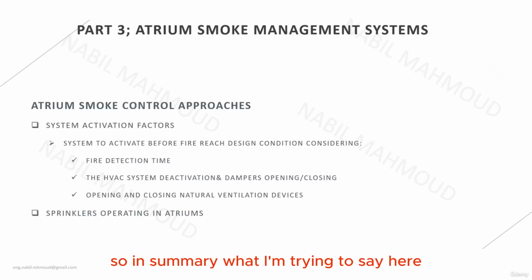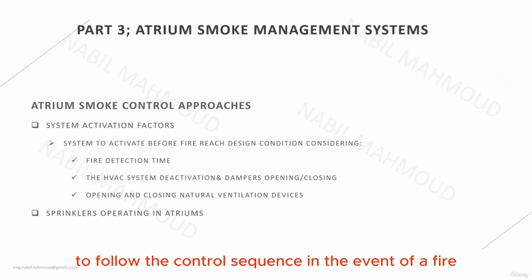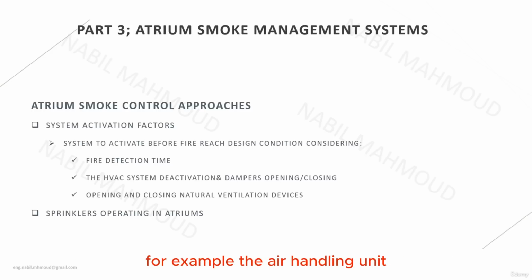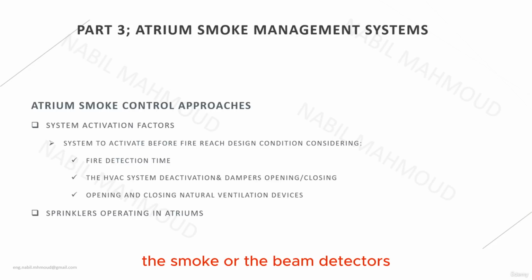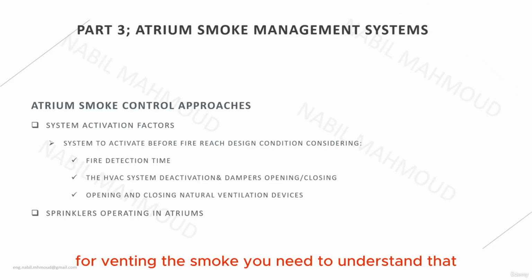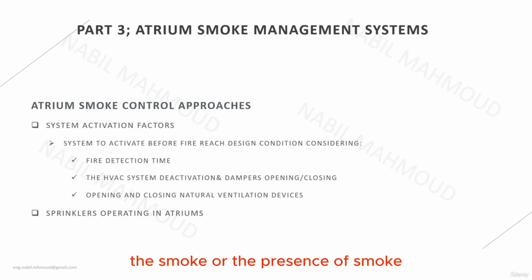So in summary, what I'm trying to say here is that you need to take into account the time that will be required for the devices and the equipment to activate and deactivate to follow the control sequence in the event of a fire. For example, the air handling unit should have fire dampers that should close, so you need to understand the duration that these dampers will take to close. The smoke or beam detectors will take some time to detect the fire, so you need to account for these detection times as well. And if you are using a natural heat vent for venting the smoke, you need to understand that it will take some time to detect the presence of smoke and to start operating.